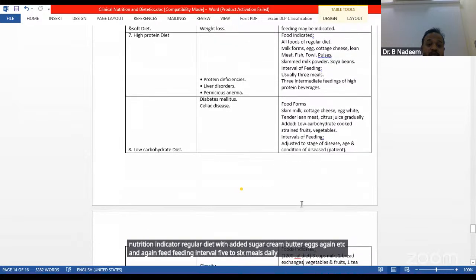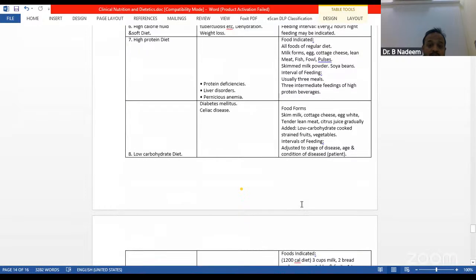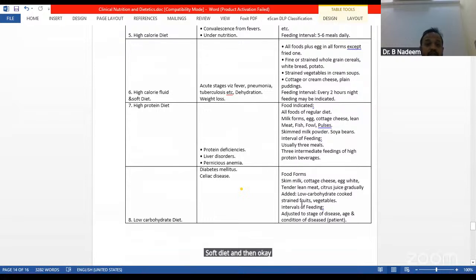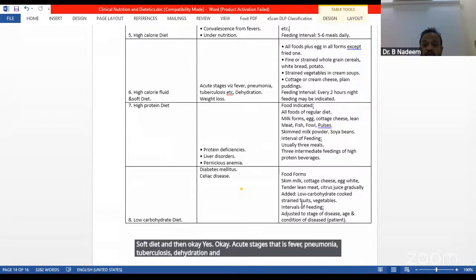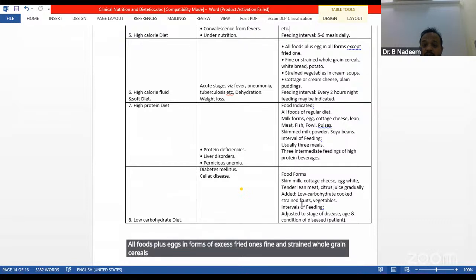High calorie, fluid, and soft diet. Acute stages, that is fever, pneumonia, tuberculosis, dehydration, and weight loss. All foods plus eggs, except fried ones, fine and strained whole grain cereals, white bread, potato, strained vegetable and cream soups, cottage or cream cheese, plain puddings. Feeding interval should be every 2 hours. Night feeding may be indicated.